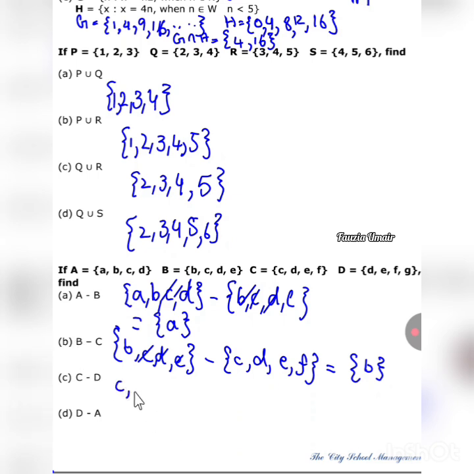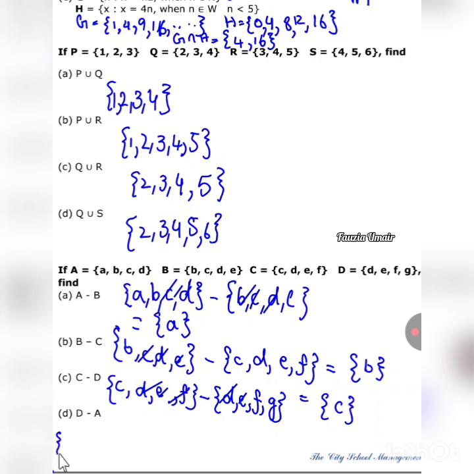So C minus D. C is C, D, E and F, and we are taking out D. So D is D, E, F and G. So basically D, E, F is cancelled from this set. So we are only left with C. So this is the answer. Now this is very interesting.